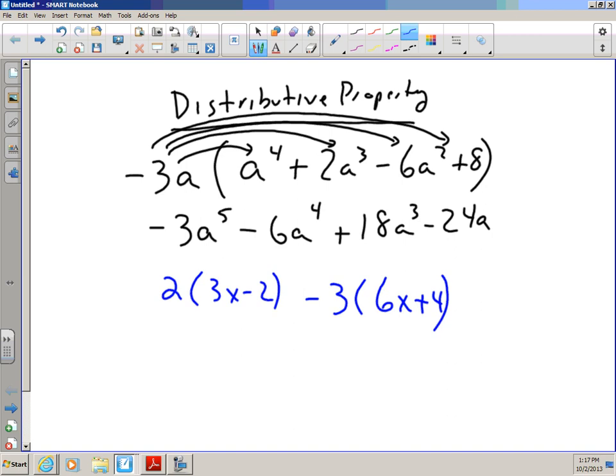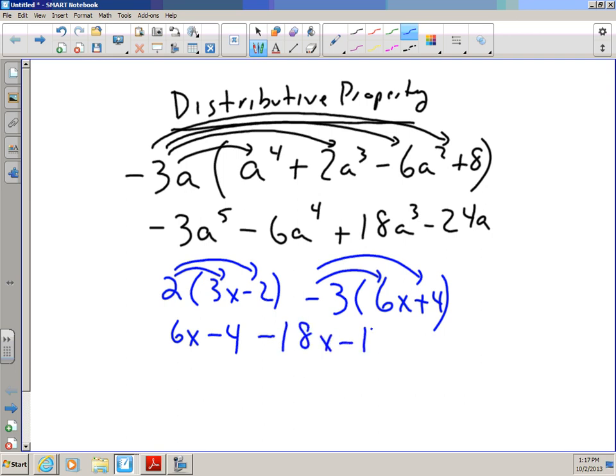Here you'll notice that we are distributing 2 different times. First, I'm going to distribute the 2 to get 6x minus 4. And then next, I'm going to distribute a minus 3. Common mistake is for students to miss the sign to the left. And the reason I'm calling it a minus 3 or negative 3 is because subtracting a number is the same as adding its opposite. So minus 3 is the same as adding a negative 3. So this becomes negative 18x minus 12.